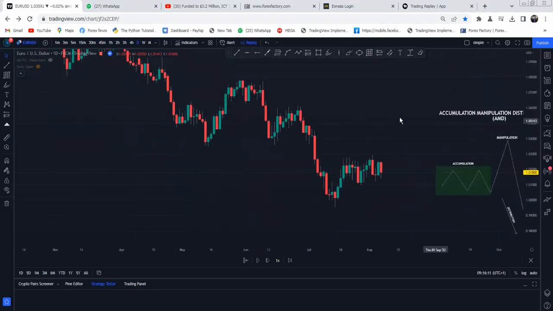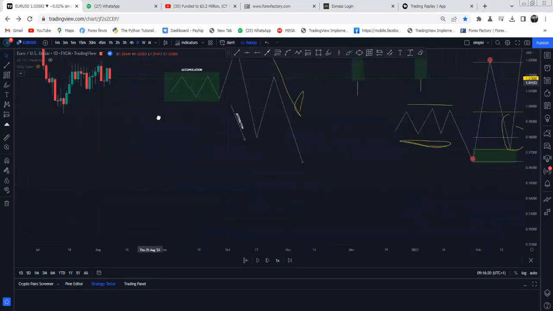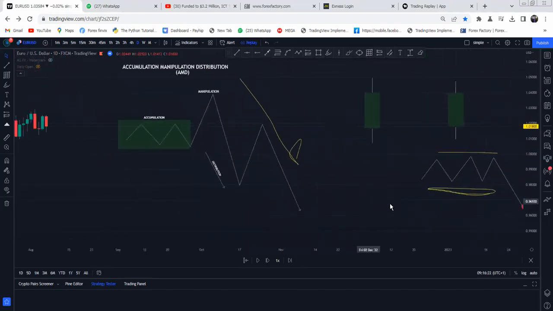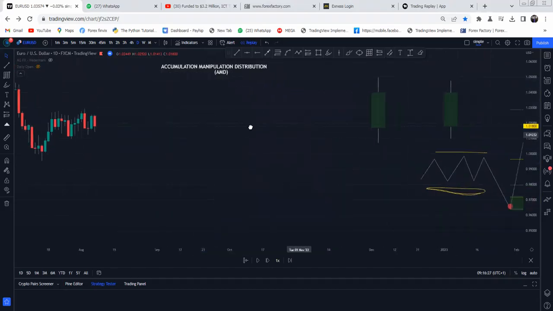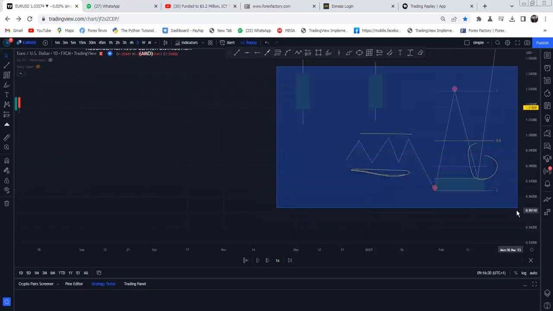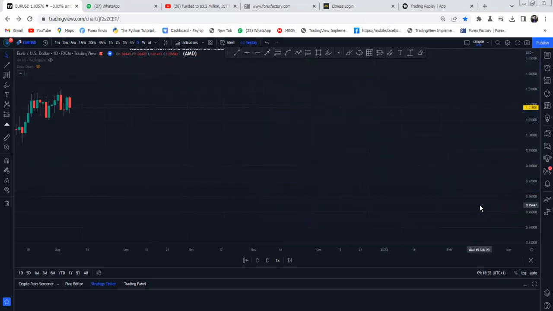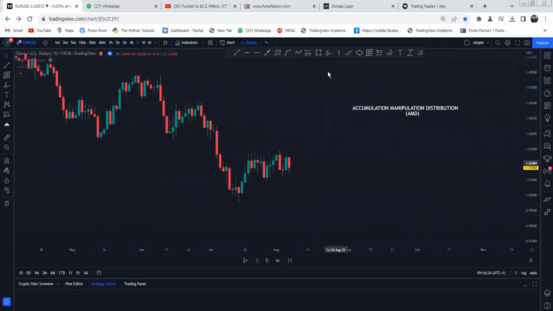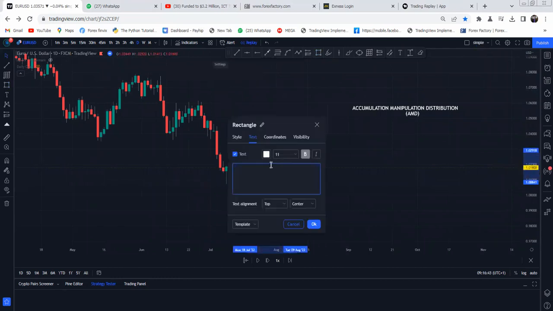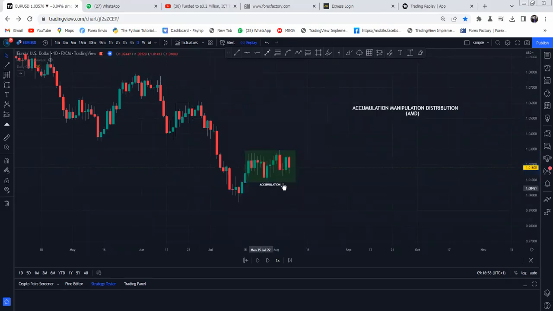So let's look at this here. I'm going to quickly delete this all. Okay, so now let's look at this price here. You can currently see that price is in a phase of accumulation, right? That's an accumulation phase. Let's put it at the bottom center. Okay, this is our accumulation phase.